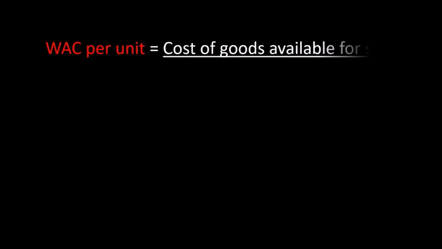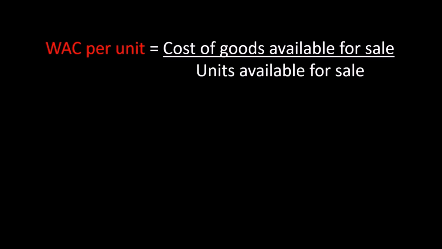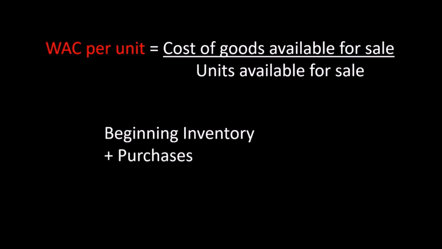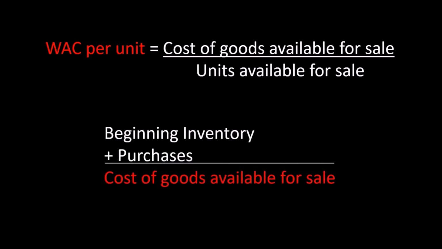Under the average cost method in a perpetual inventory system, the inventory value is determined on the basis of average cost per unit available for sale. We get the average cost per unit by dividing the cost of total inventory available for sale by the number of units available for sale. The cost of total inventory available for sale is equal to the beginning inventory value plus the purchases.